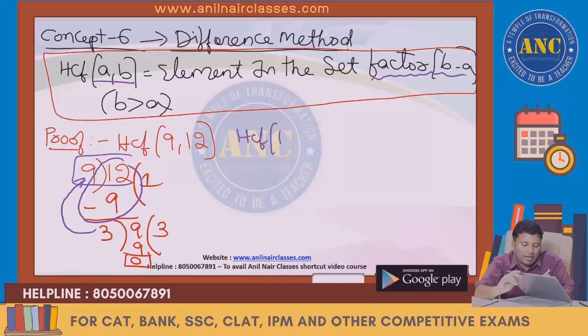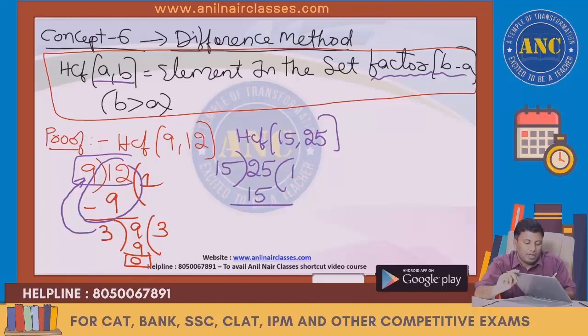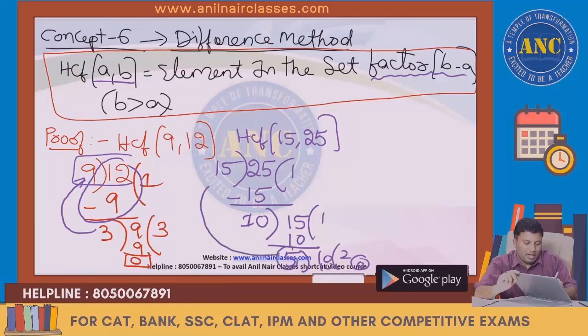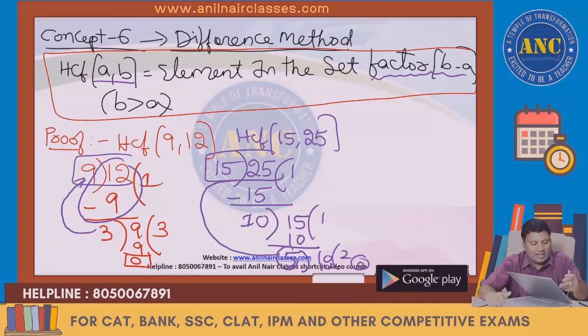Factor of B minus A. HCF of 15, 25. 25 is getting divided by 15. 15 ones are 15. I took the difference 10. 10 ones are 10. Again it is 5. 5 twos are 10. Remainder 0. 5 is the HCF of 15, 25. What we are doing vertically, I will do horizontally.